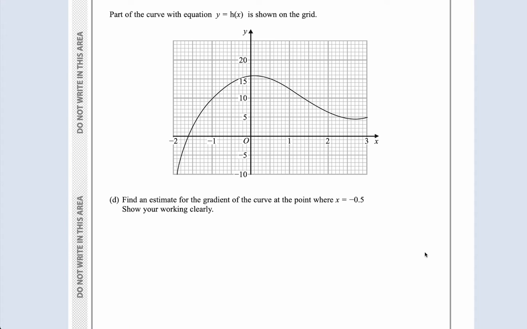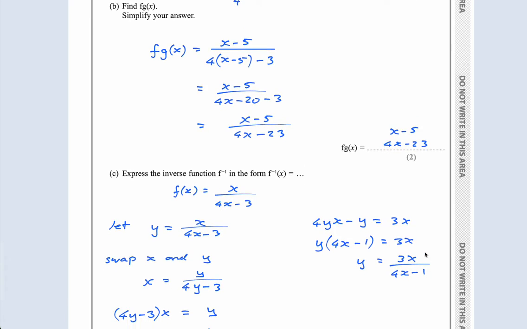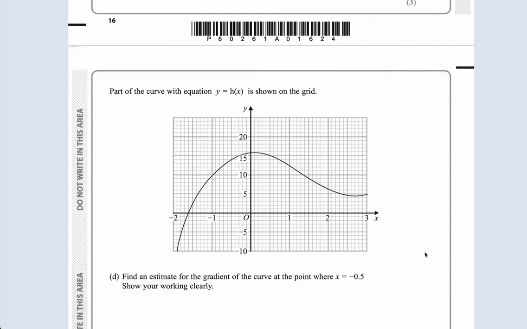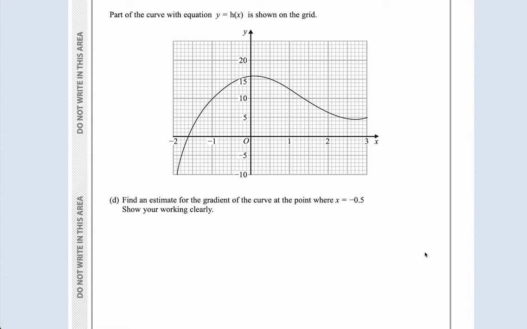Part of the curve with y equals h of x is shown. Is h of x given? No, it isn't. Right. So this is kind of like a new question. Part of the curve with y equals h of x is shown. Find an estimate for the gradient of the curve at the point where x equals negative 0.5. Show your working clearly. Okay, so I need to go to where x is negative 0.5 here.